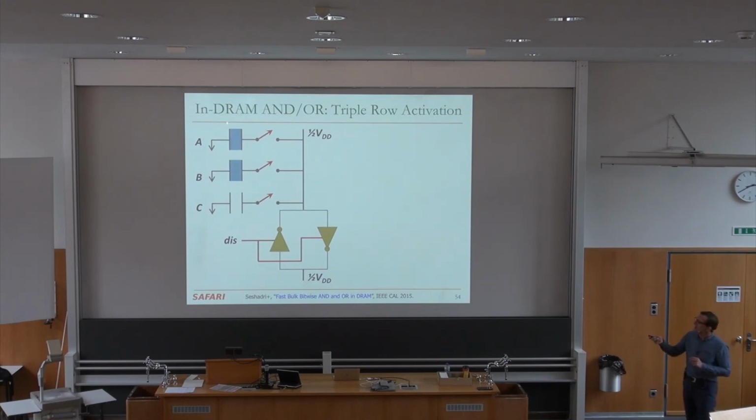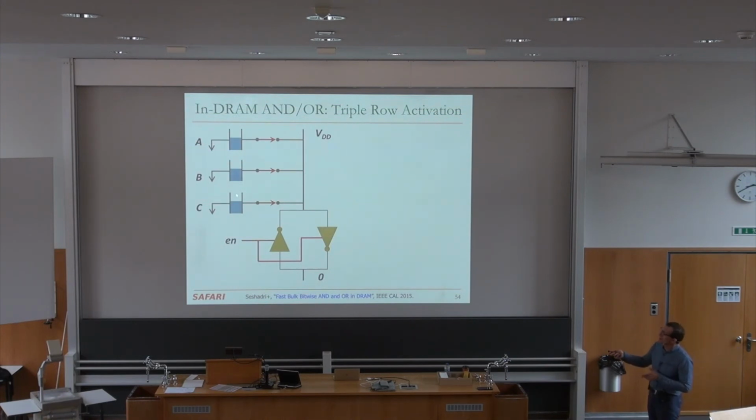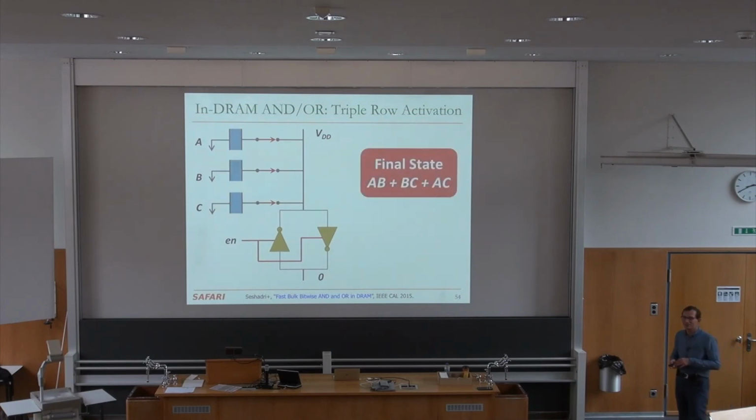If you can actually activate 3 rows concurrently at the same time, what happens? Basically, in an ideal circuit, if 2 of these cells are charged, you'll get the charge state at the end. That's the animation over here. If 2 of these cells were discharged, you would get the discharge state at the end. Now what is that? That's really bitwise majority, right?